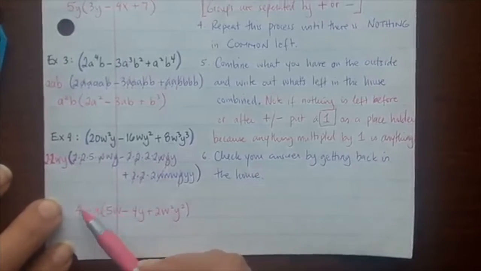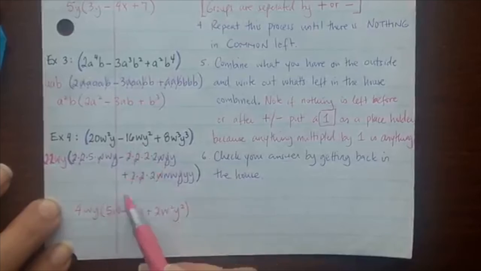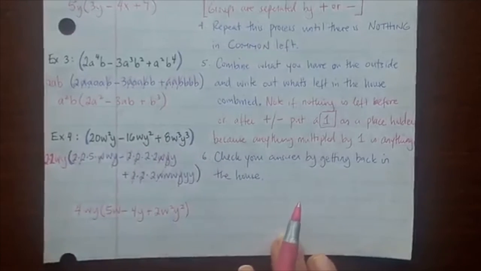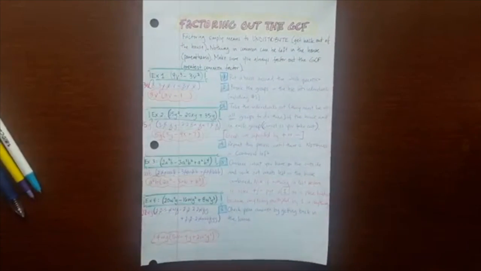So you check your answer. 4 times 5 is 20, and the whole way around basically. You get the exact same thing back, then you're okay. Alright, just make sure you take out the greatest common factor. Once you get used to breaking it down, you won't even have to break it down like that. You could do it in your head. So let's practice.